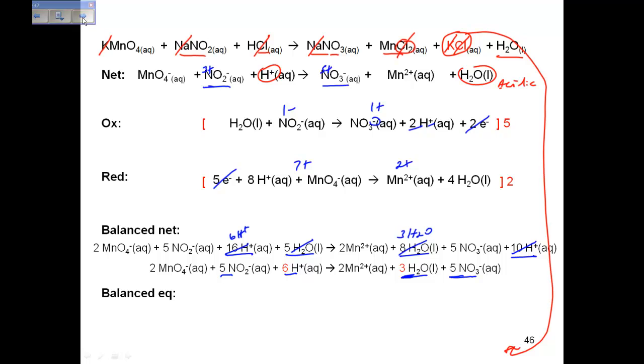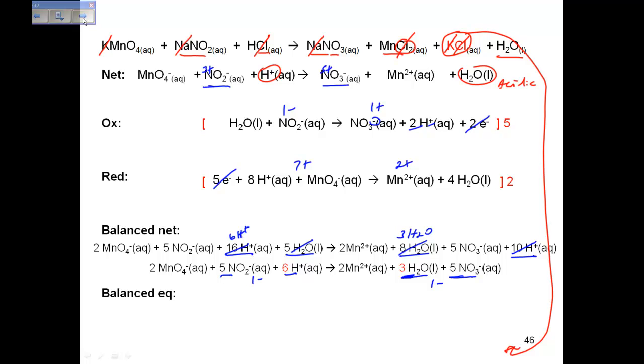Let's check charges. I got 2 minuses for the permanganate. I got 5 minuses for the nitrite. That's 7 minuses. And I have 6 pluses. 7 minuses and 6 pluses gives me a total of 1 minus. On the other side, I have 2 manganese 2s. That's 4 pluses. And I have 5 minuses. 4 pluses and 5 minuses gives me a total of 1 minus. Balanced. So my atoms and charges are balanced. This is a balanced redox.